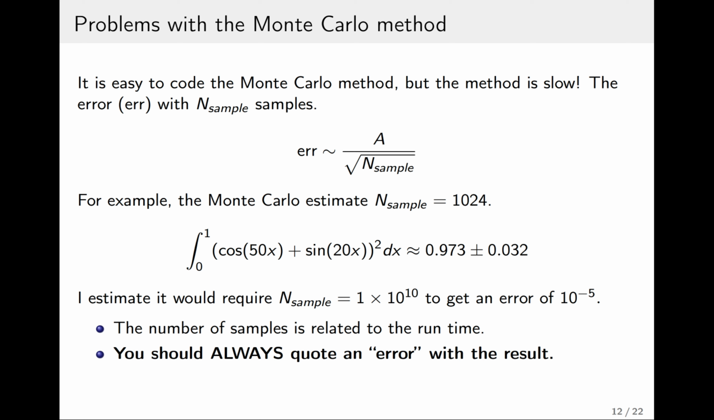That also means that how long the calculation takes is proportional to the number of samples. So we're going to need a lot more samples to get the number very accurate. And with Monte Carlo, you should always quote an error with the result, because otherwise you don't know how many digits are correct. So you should always compute an error when you compute an integral using Monte Carlo techniques.